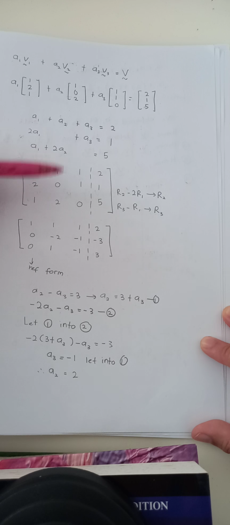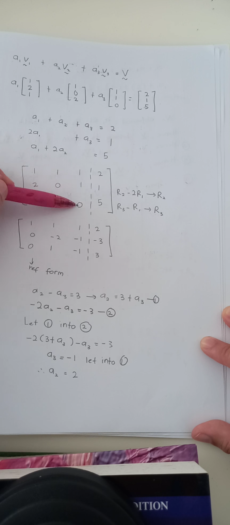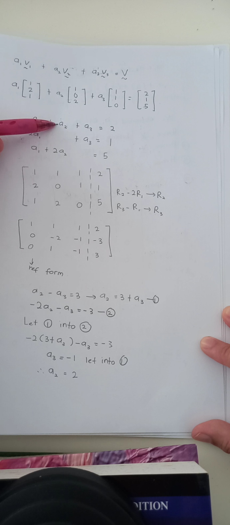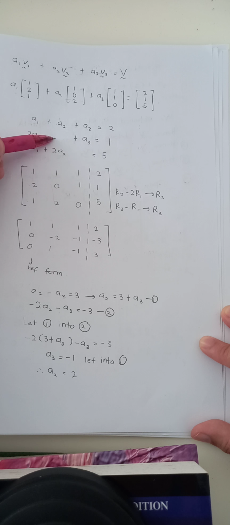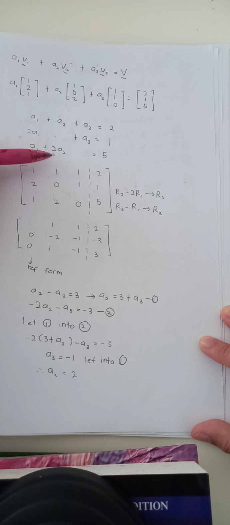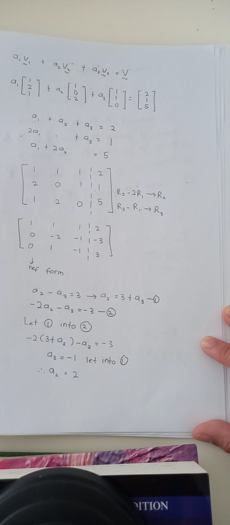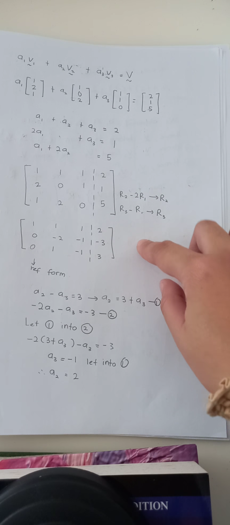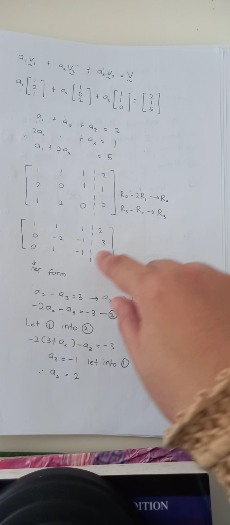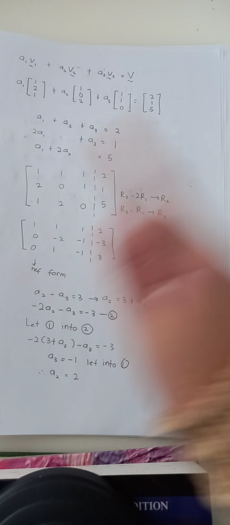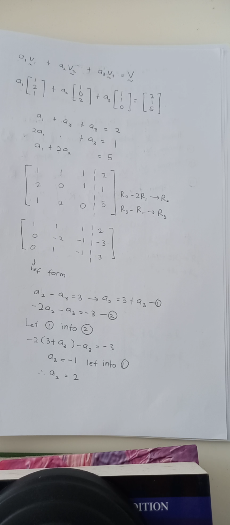Same as these numbers. A2's value is 1, put 1. This one is 0, put 0. This one is 2, put it here. Then solve it using ERO. Make it in the form of REF, also can. Make it in the form of RREF, also can. Or you can use the inverse matrix, also can.